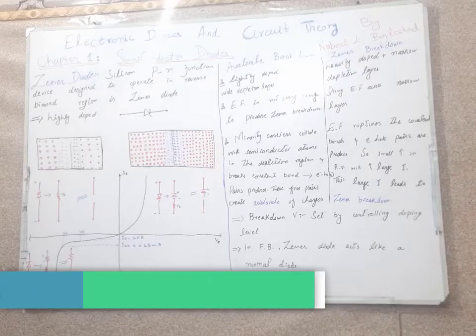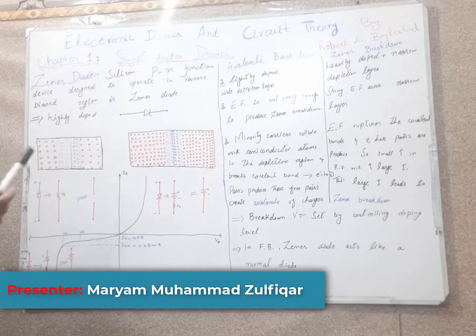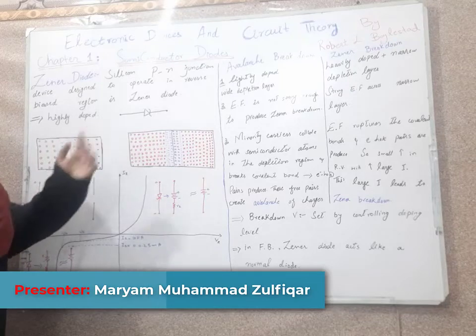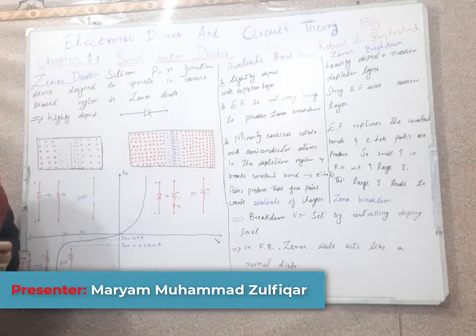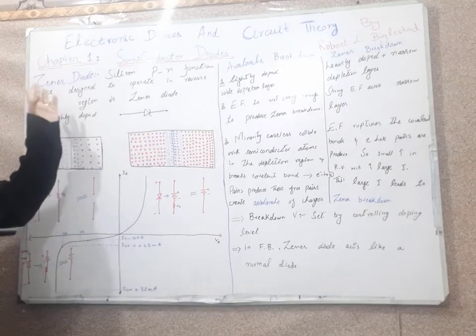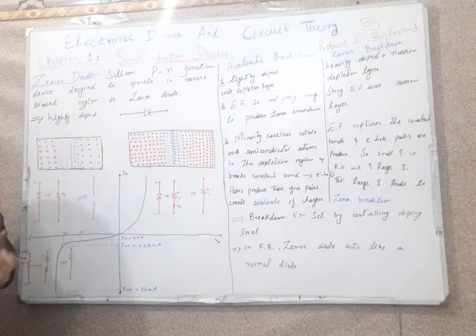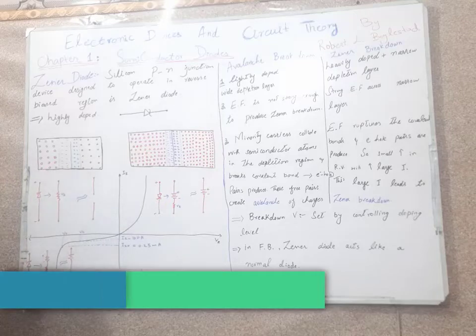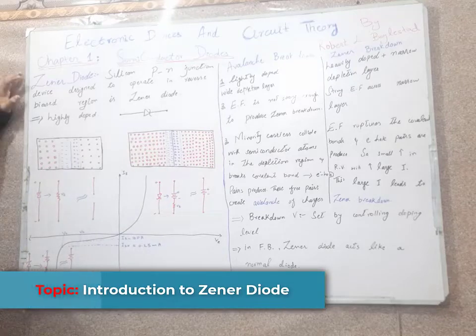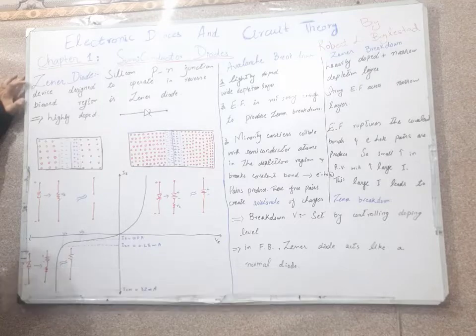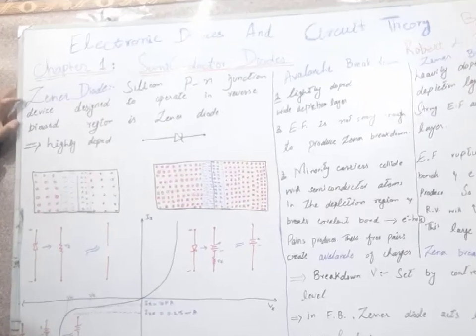I am Mariam. We have started the series of Electronic Devices and Circuit Theory by Robert L. Boylestad. This is chapter number 1 of our series and its name is Semiconductor Diodes. Today we will discuss the Zener Diode, and it is the last lecture of our series.